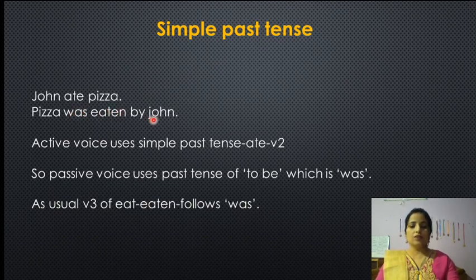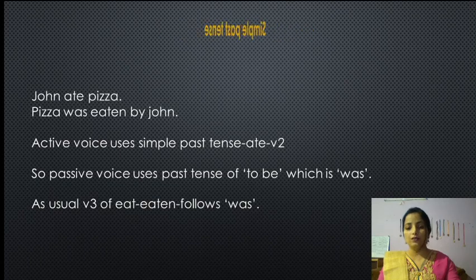Pizza was eaten by John. So active voice uses simple past tense, which is ate, means we do. Passive voice uses the past tense of to be, which is was. This is very important and that is the reason I told you to have a look at the table. I told you that table becomes really crucial because that table has all the details about how to be will change from present to perfect, etc.